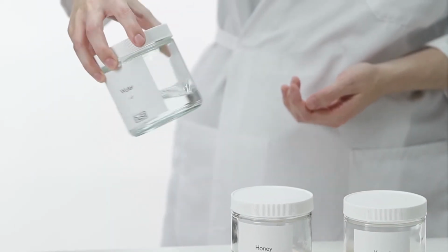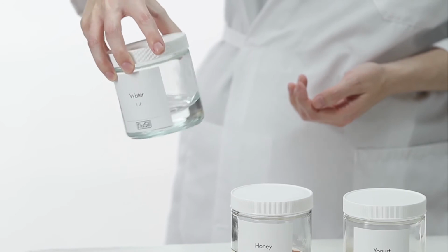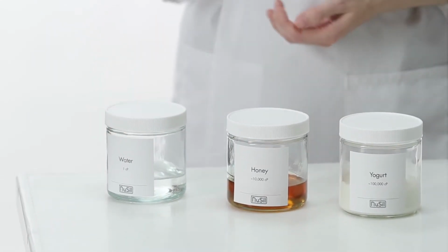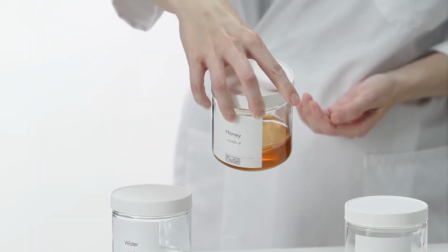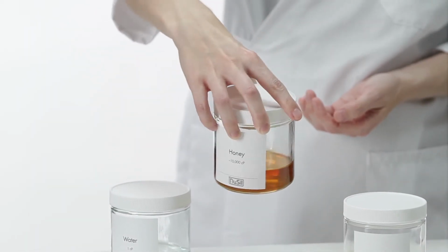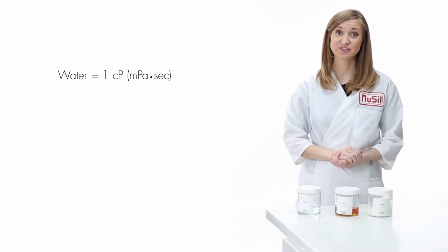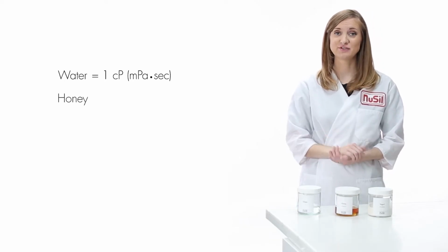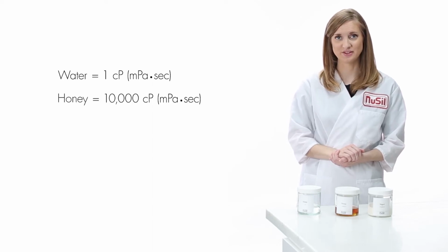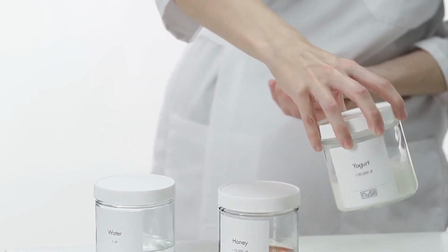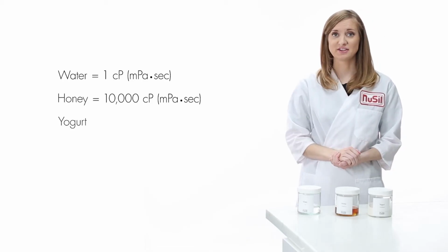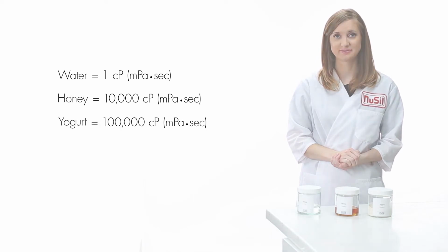Water flows very easily, or you could say it has a low resistance to flow, and hence a low viscosity. In centipoise, which is the standard unit of measure for viscosity, water is 1. Honey, which flows slightly less easily, has a slightly higher resistance to flow, and thus has a higher viscosity. In fact, honey has a viscosity of about 10,000 centipoise. Yogurt doesn't flow easily and has a high resistance to flow. Yogurt has a viscosity of about 100,000 centipoise.